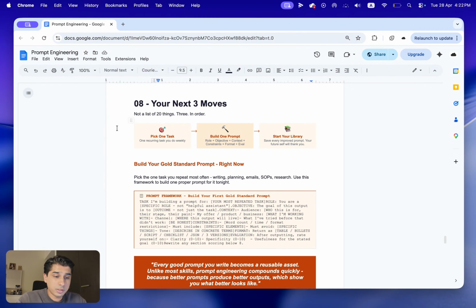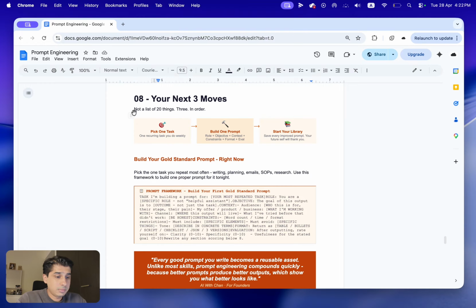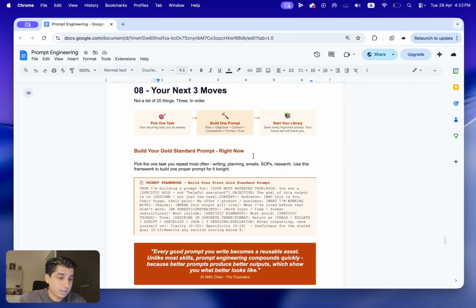Now, your next 3 moves that I'm giving you guys is, again, just 3 simple ones, not 100. So pick one task, one recurring task you do weekly. Build one prompt, so the role, objective, context plus constraints, plus format, plus eval. And start your library. Save every improved prompt. Your future self will really thank you.